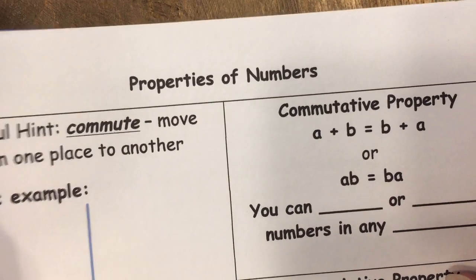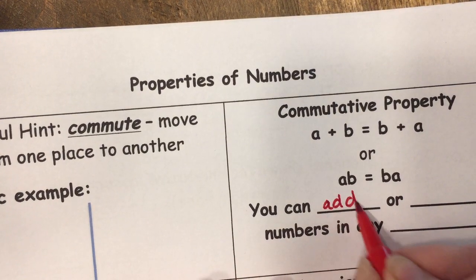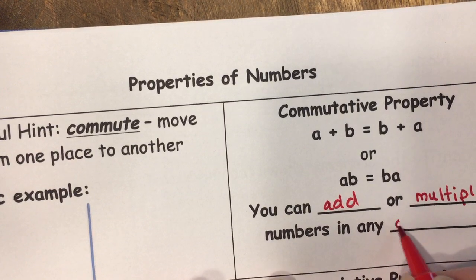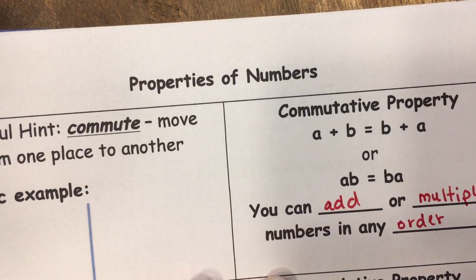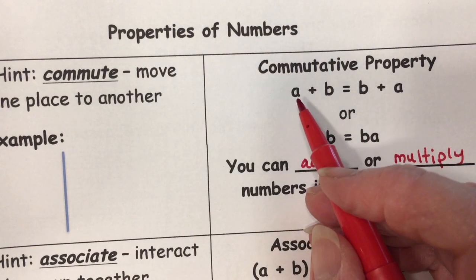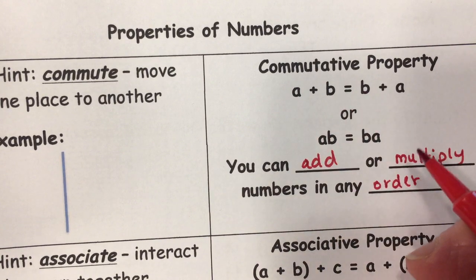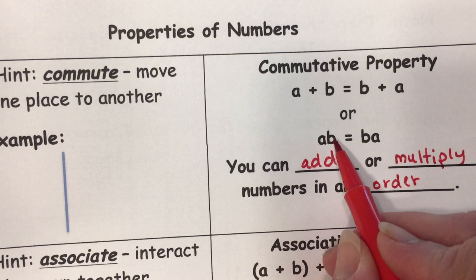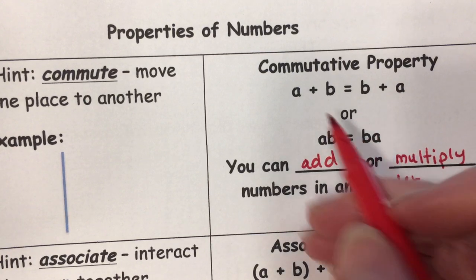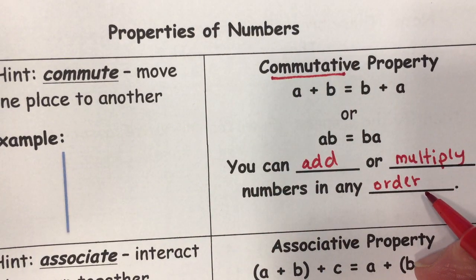All right, and basically the commutative property means you can add or multiply numbers in any order. So when you have 2 numbers to add together, like 2 plus 3, it doesn't matter if the 2 is first or the 3 is first. 2 plus 3 is 5, and so is 3 plus 2. Same thing when you multiply. If I do 2 times 3, that's 6. If I do 3 times 2, that's also 6. It's the commutative property that allows us to add or multiply in any order.